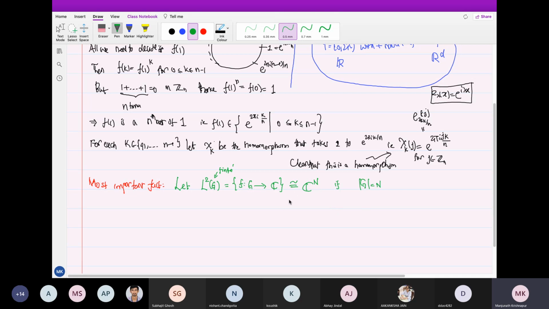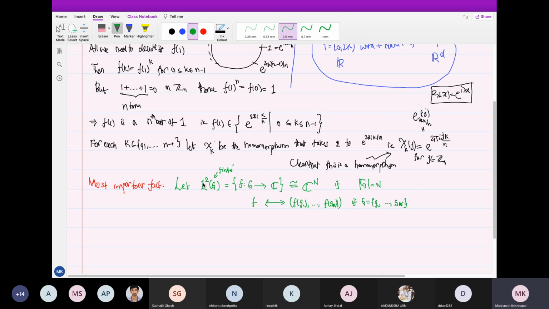Because, how do you identify a function? You identify a function with a vector. In this case, you order the elements of G in some way, G1 up to Gn, sorry, G capital N, and then you call that vector. So it's just another way of writing Cn.